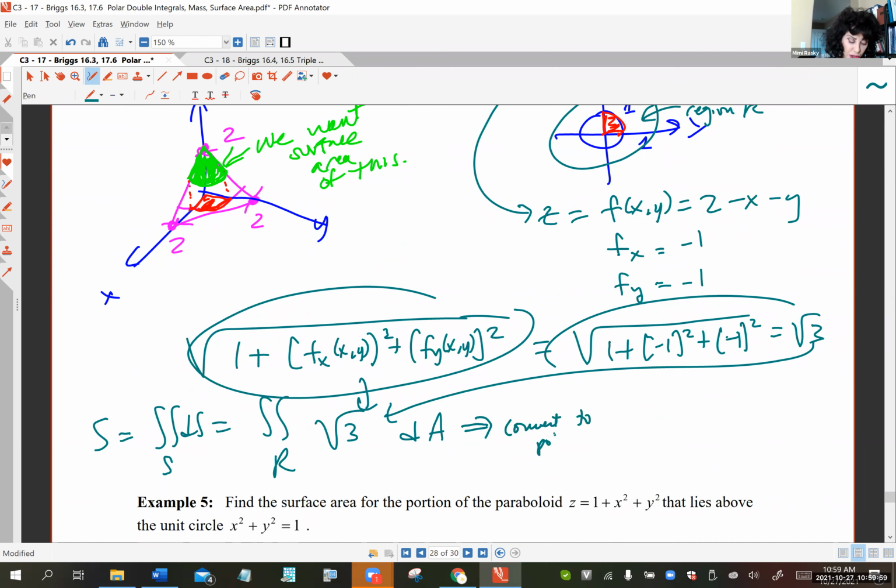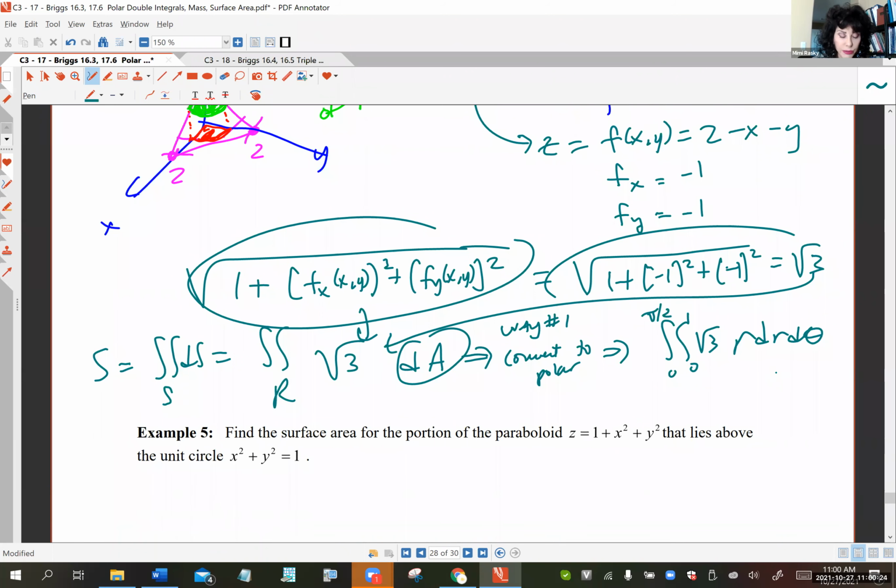Or do we? There's two ways to do this problem. I'm going to call this way number 1. So you go, okay, integral of square root of 3, and over the quarter of the circle, well, the area element is r dr d theta, and r is going from 0 to 1 on that cute little unit circle. And since we're only in the first quadrant, theta is only going from 0 to pi halves. And you can go ahead and integrate this, and you'll do it.